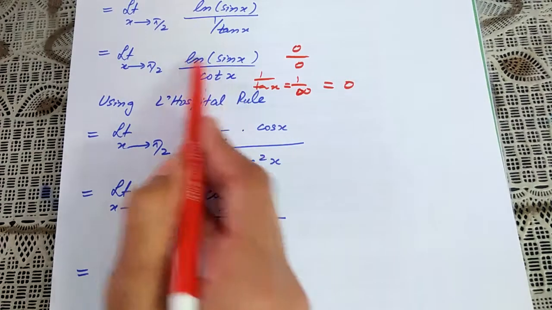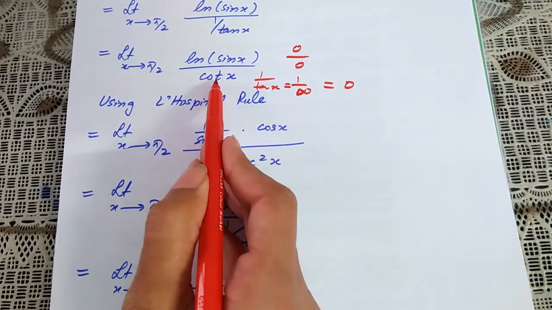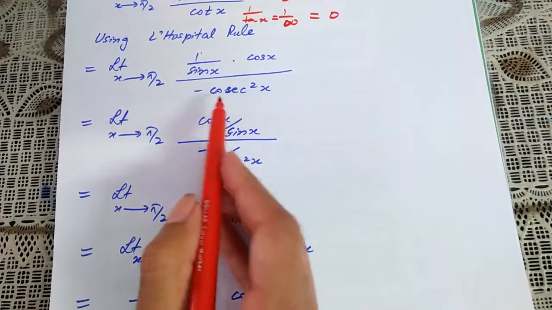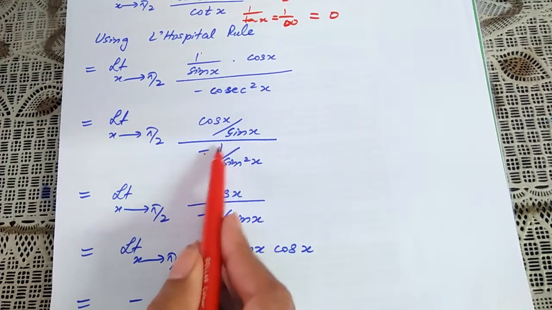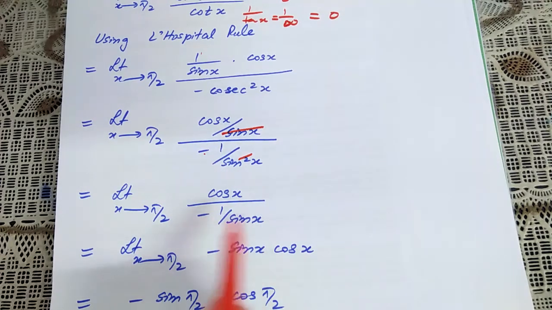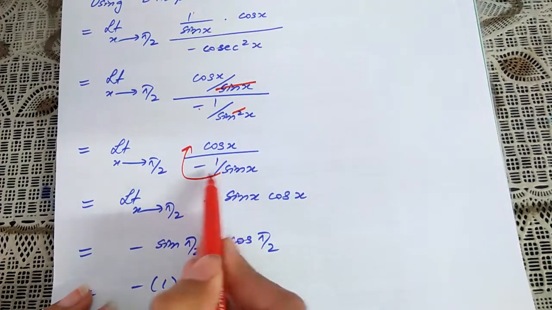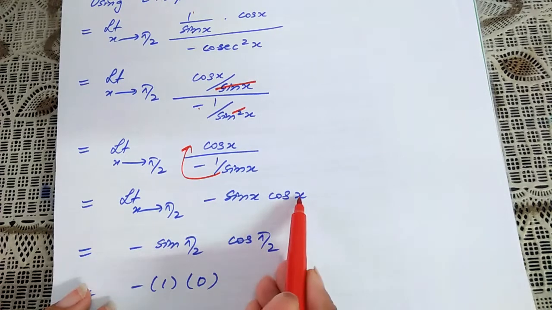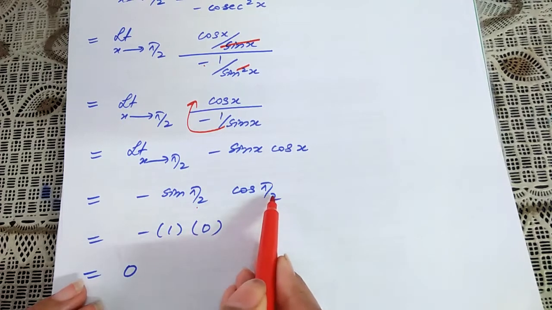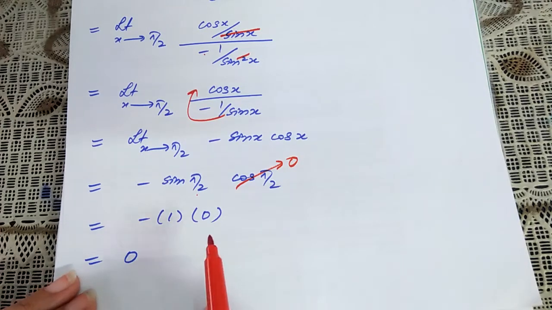Use the L'Hopital rule. The derivative of ln sine x will be 1 over sine x times the derivative of sine x, which is cos of x. The derivative of cot of x is minus cosecant square of x. Now, minus cosecant square of x can be written as minus 1 over sine square of x. This sine of x can be cancelled with this sine of x. We got cos of x over minus 1 over sine of x. Now, this can be moved up because it is 1 over this form. We got minus sine of x cos of x. Now, replace the x with the limit value. We got minus sine pi by 2 and cos pi by 2. Sine pi by 2 is 1 and cos pi by 2 is 0. So, we got 0 in the answer.